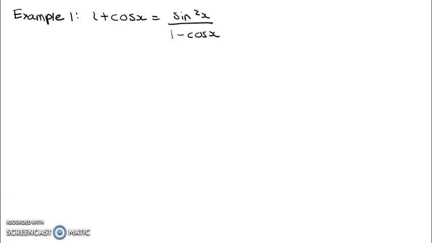Alright, so let's get into our first example here. Here we have 1 plus cosine x is equal to sine squared x divided by 1 minus cosine x. We want to prove that this identity is true, so in essence we want to prove the left side is equal to the right side. The right side is more complex, because it's a fraction, so I want to simplify the right side. I'm going to start off by simplifying this sine squared x. I'm going to sub in 1 minus cosine squared x for sine squared x.